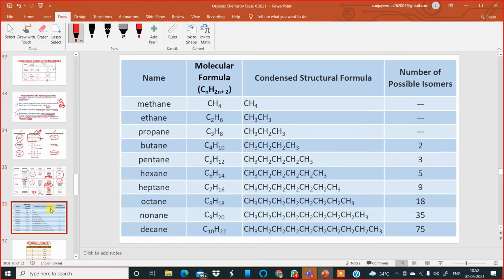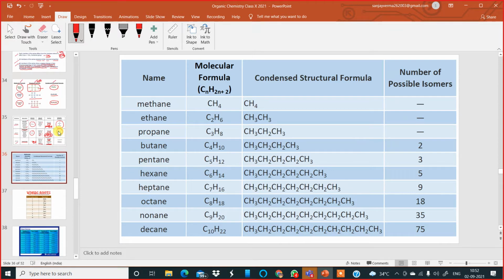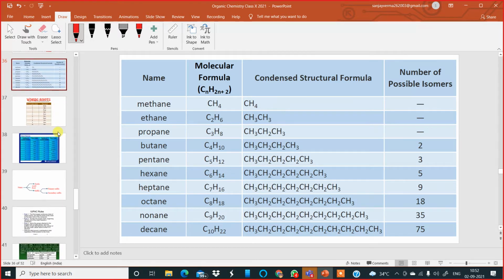Now, moving to the next slide, look at the alkanes on this chart very carefully. You will see that the first column contains the alkanes: methane, ethane, propane, butane, pentane, hexane, heptane, octane, nonane, decane. Their molecular formulas are CH4, C2H6, C3H8, C4H10, C5H12, C6H14, C7H16, C8H18, C9H20, and C10H22. And these are the condensed structural formulas.